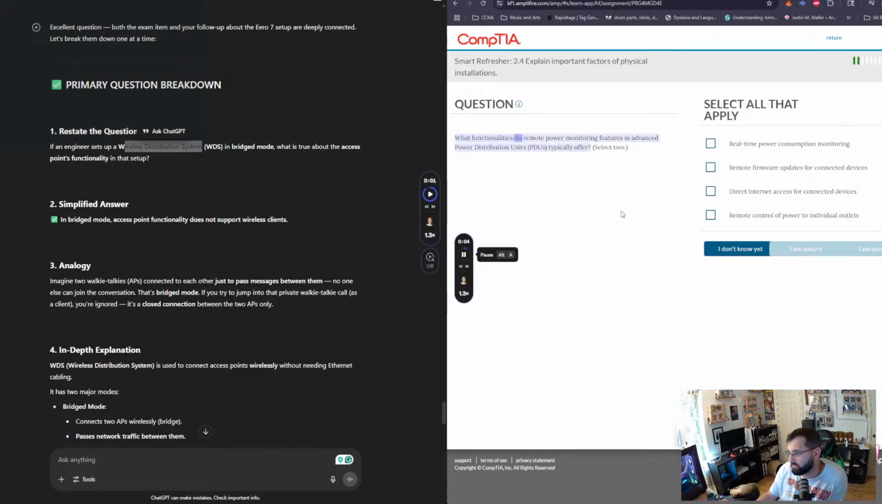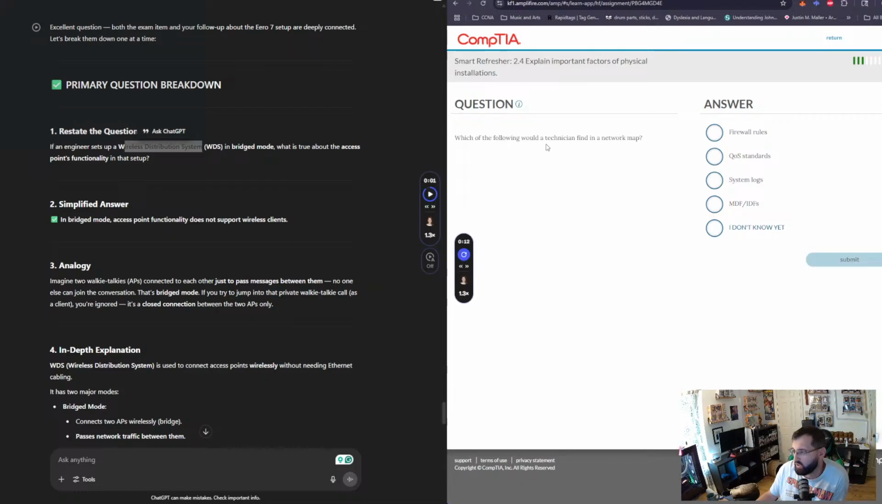What functionalities do remote power monitoring features in advanced power distribution units, PDUs, typically offer? Select 2. Real power consumption monitoring. No firmware updates. Direct internet access for connection devices. Remote control of power to individual outlets. Yeah, that one was simple. A PDU, which is a power distribution unit. Why in the world would it do anything with firmware updates? Why in the world would it do anything with internet access?